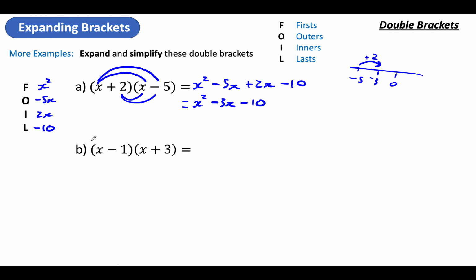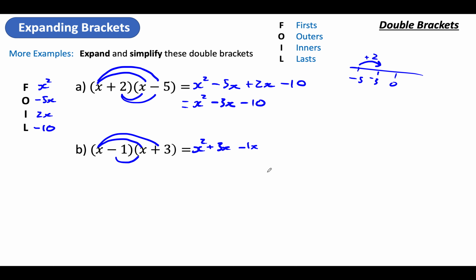Let's do another one. So firsts. x times by x is x squared. Now you can keep using FOIL. If you like FOIL, do FOIL. I like the arrows, but I like to show you both ways so you can choose. Now outers, x times by the 3 is 3x. And inners, the inside thing, so negative 1 times by x. Well, that's negative 1x. Now I'm actually going to write 1x.